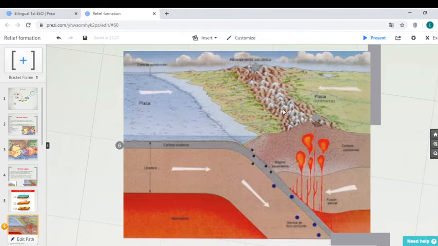This plate is thicker, it's heavier, which means that when plate number B on the left side starts colliding with plate number A, as it's thinner, it goes down. And the other plate, let's say, gets mounted on top of the thinner plate. This is called the process of subduction. But don't worry about it for now.